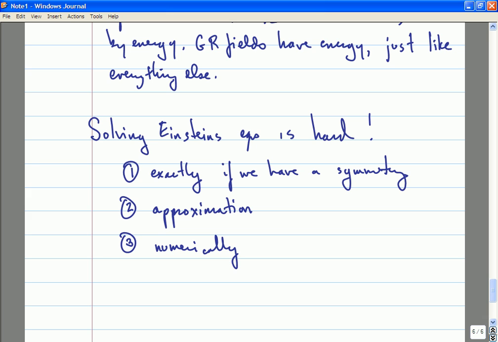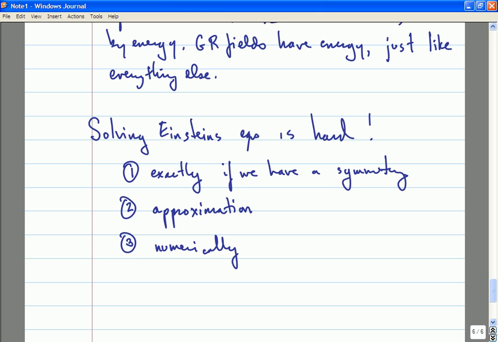Now, in this class, we won't be looking for numerical solutions of general relativity, but we'll use both of the other two strategies in order to obtain solutions. In our study of the Schwarzschild solution, which is the most important solution of general relativity after Minkowski space, we will assume that we have a certain degree of symmetry. And also in our study of cosmology, we will need to assume that the universe has a certain amount of symmetry in order to make the equations of motion tractable.